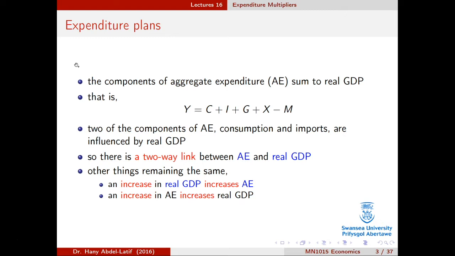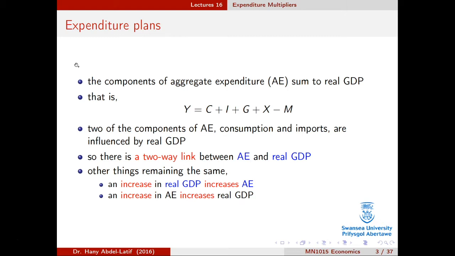If we look at this closely, we'll see that two of these components are influenced by the real GDP, and the other three components are not. Basically, I'm talking here about consumption and imports. So we have two components. Remember this because this is very important. We'll see why later today. C and M, consumption and imports, are influenced by the real GDP, and they also affect real GDP. So that's why we say there's a two-way link between these two.